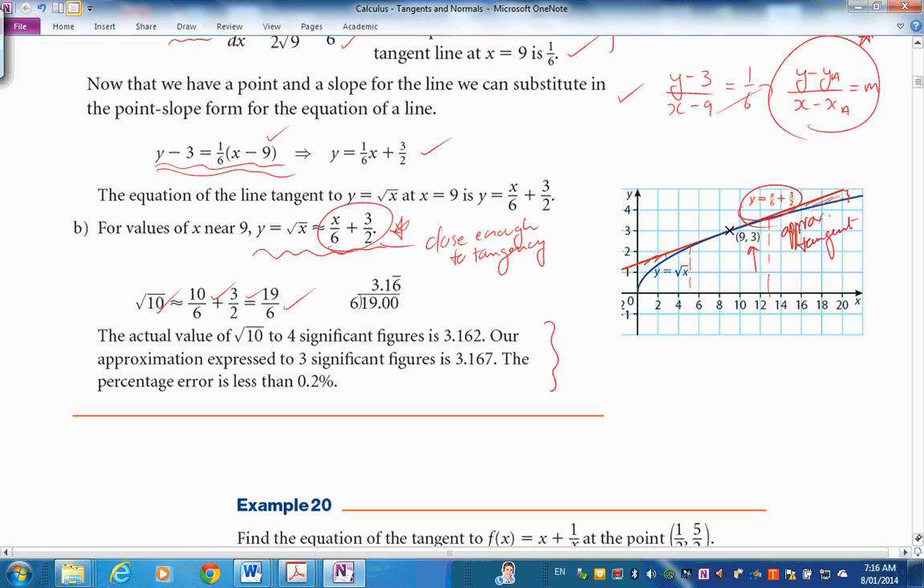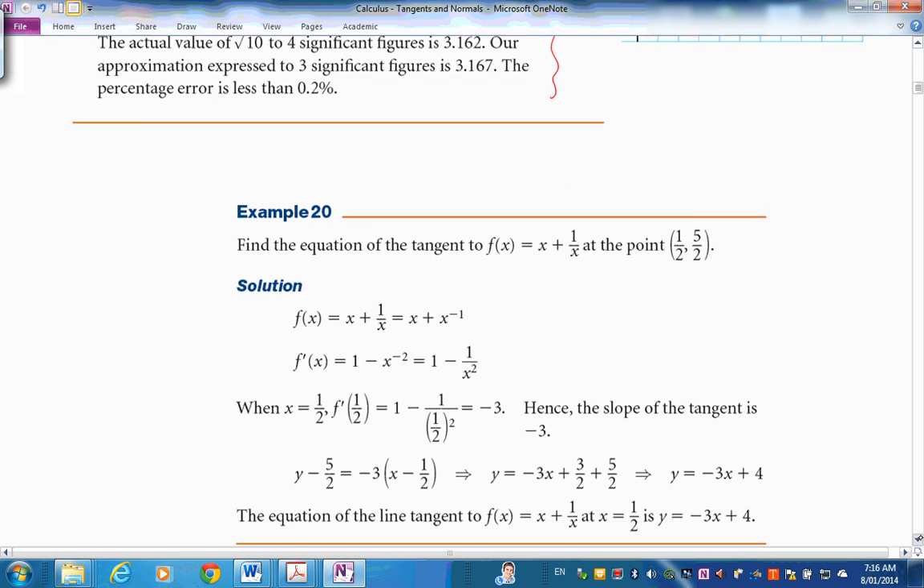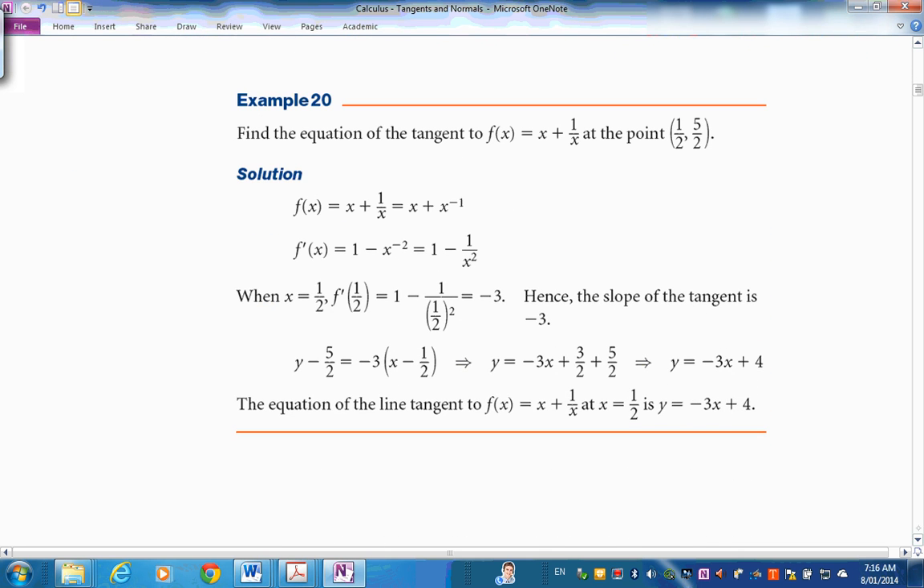Okay, let's go down and look at another example. Example 20 here. Find the equation of tangent to this function at this point. So they're telling you that a half, 5 on 2 lies on the graph of the function. Okay, let's try and get the derivative.